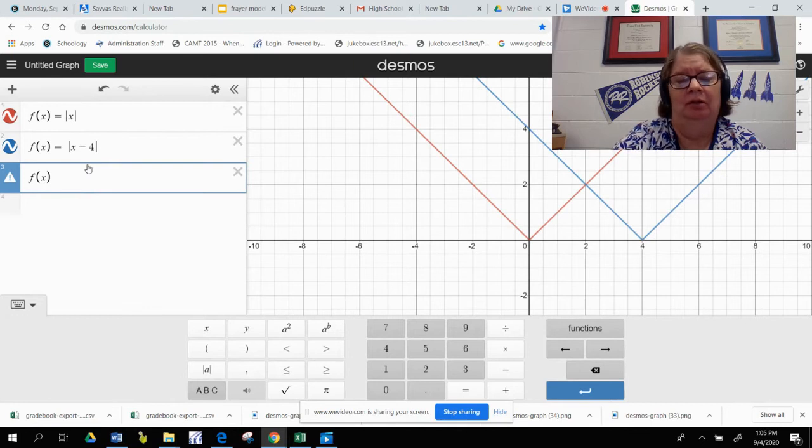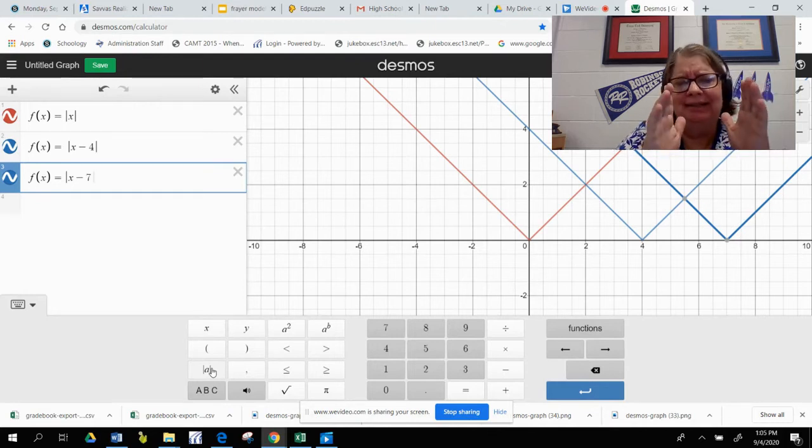F of x equals absolute value x minus 7. Which way did it go? Is that what you expected with x minus 7? Right. It moved to the right. Sometimes when we see that minus 7, we're going to think to the left because it's inside those absolute value bars. It's opposite because you're actually subtracting from the x and then taking the absolute value.